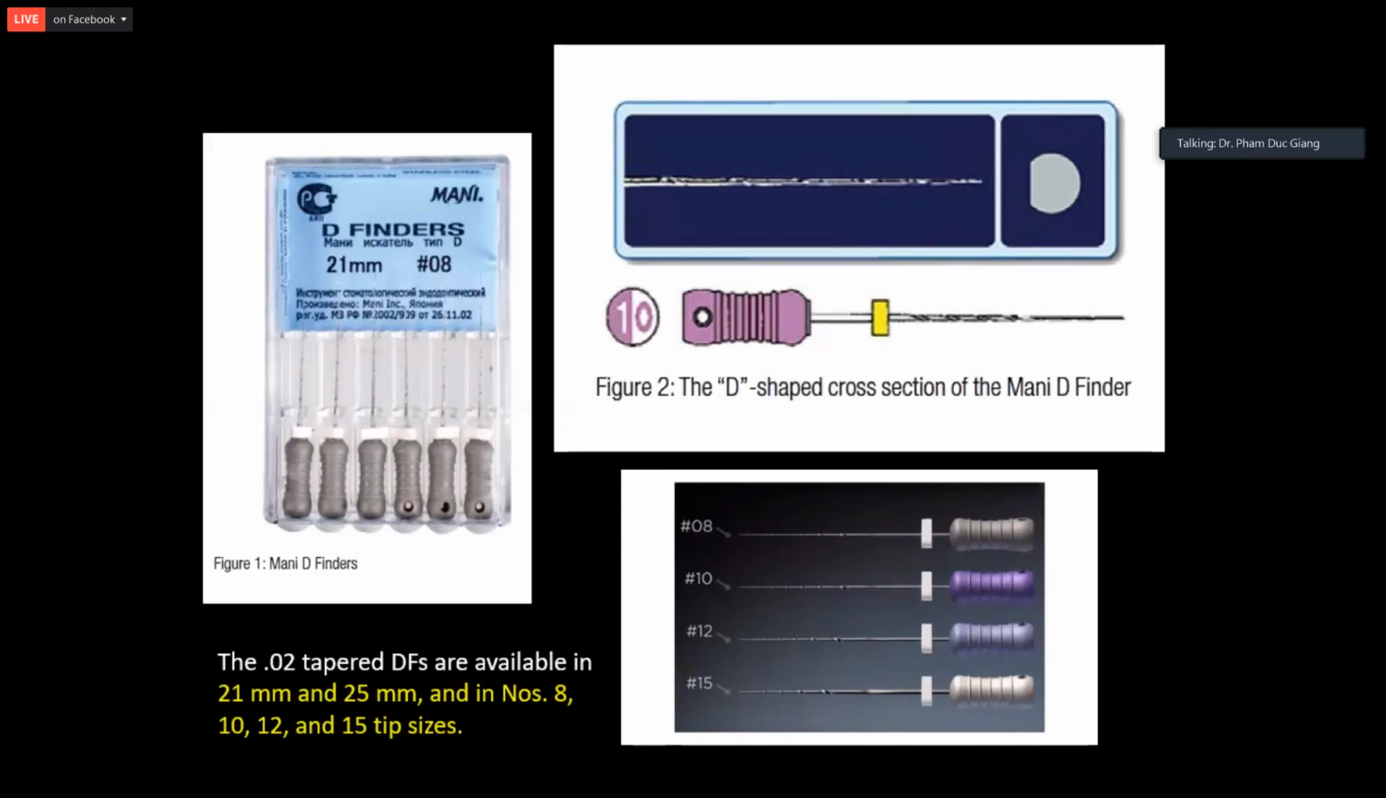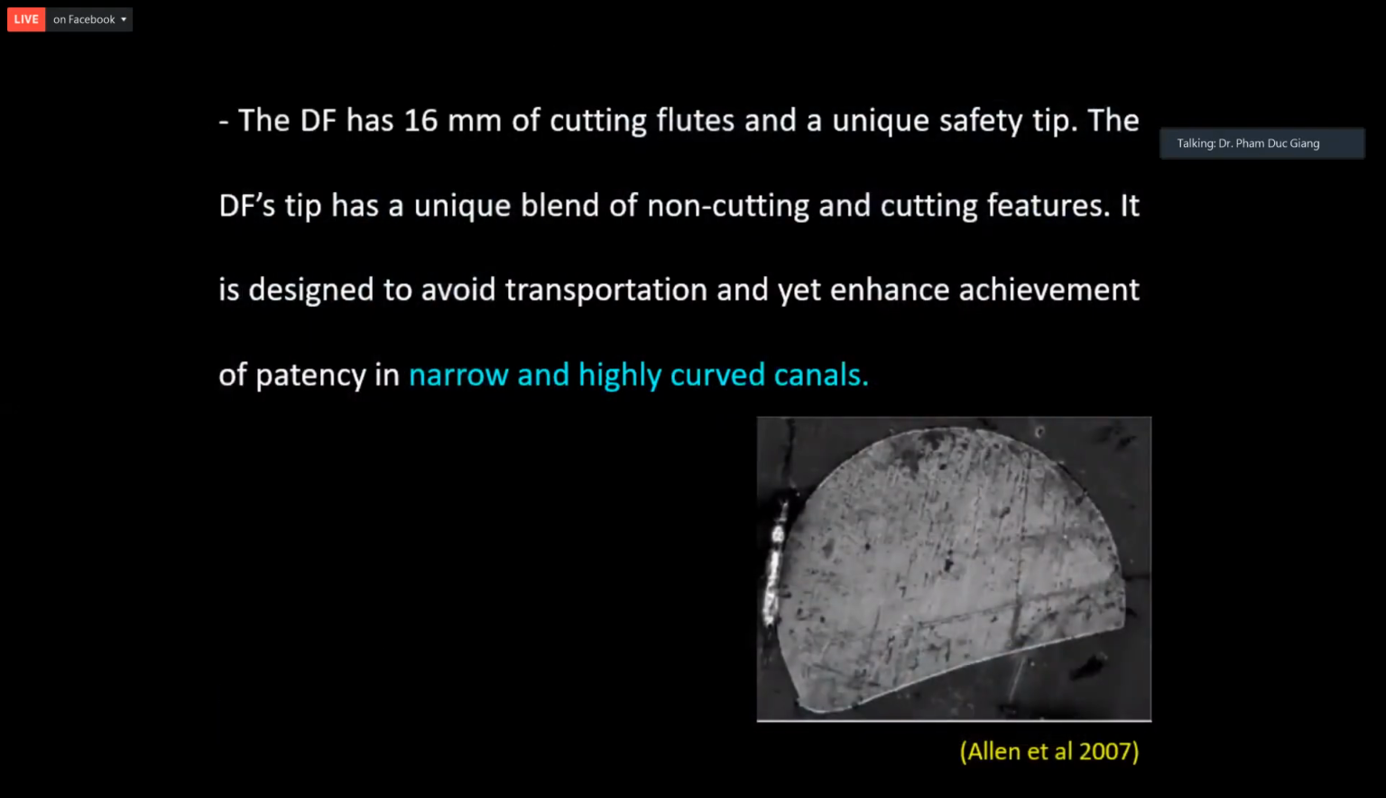Cái lý do mà được gọi là D-finder ấy, bởi vì trên tiết diện ngang của nó có hình chữ D, và thứ hai là nó vừa có độ uốn dẻo, vừa có độ cứng chắc, và đầu của nó không có tác dụng cắt. And it is available in different sizes, 8, 10, 12, and 15. Và nó có rất nhiều các kích thước khác nhau từ 8 đến 15.